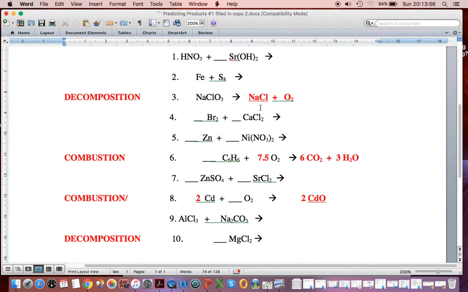Got to balance it, so I can put a 1.5 there. Or more commonly, we go 2, 2, and 3. And if you forget that oxygen's diatomic, I cannot help you. You were told to memorize that. Plus, when you look here, oxygen's diatomic. And oxygen's diatomic. So you got stuff just hanging out in front of you.